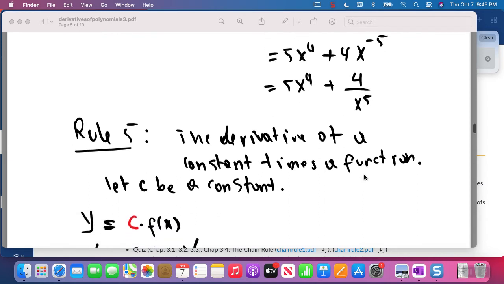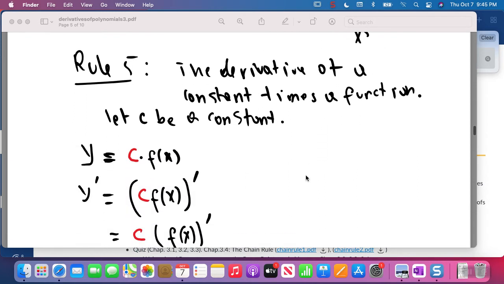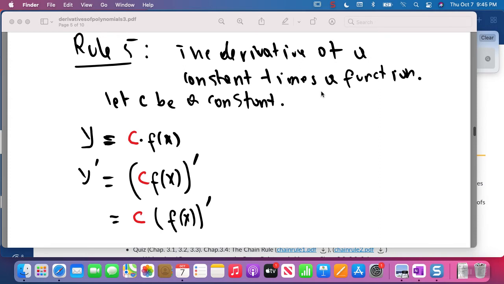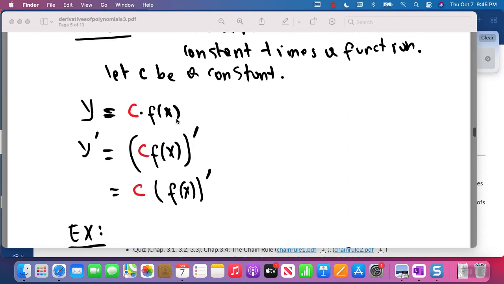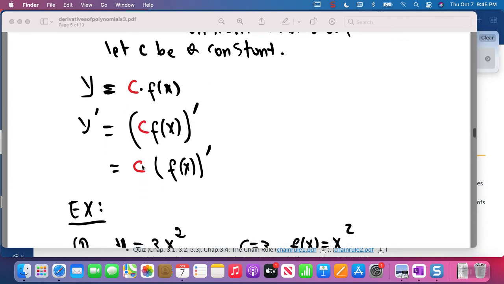So rule number 5 is about taking the derivative of a constant times a function. Here we're going to assume c to be a constant. So you are asked to take the derivative of y equals c times f of x. So anytime you have a constant times a function, you want to take its derivative. So you will bypass the constant. Okay, just go and take the derivative of the function. So the derivative of c times f of x is c times the derivative of f of x.